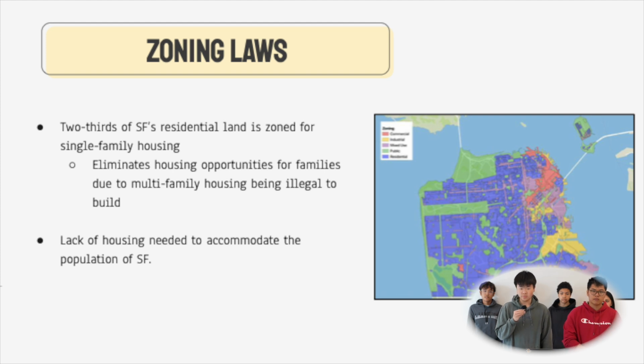Another problem that contributes to the housing crisis is zoning laws, which control how land can be used. In this image, we can see that 2/3 of San Francisco's residential land is zoned for single-family housing, which eliminates many opportunities for families. In turn, this creates a lack of housing needed to accommodate the population of San Francisco.